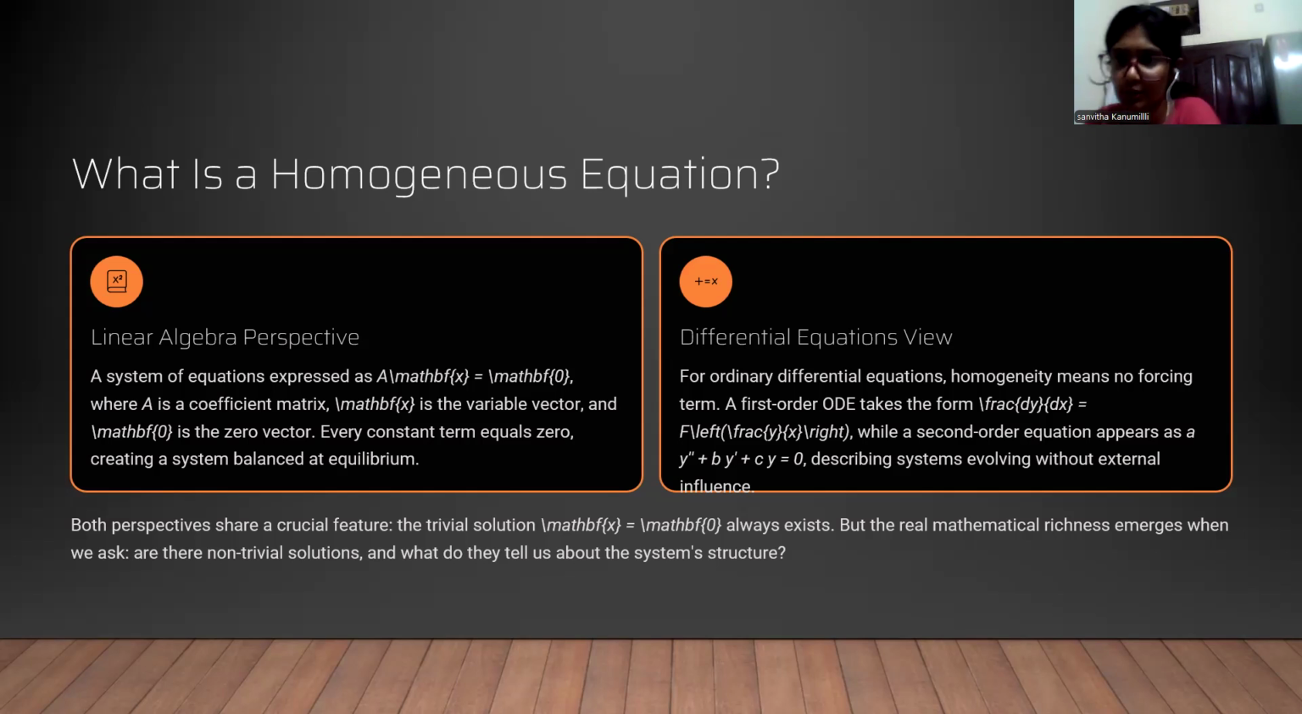And coming to the differential equations view, for ordinary differential equations, homogeneity means no forcing term. A first order ODE takes the form dy by dx, while the second order equation appears as ay double dash plus by dash plus cy equals 0. So describing systems evolving without external influence. So both perspectives share a crucial feature: a trivial solution always exists, but real mathematical richness emerges when we ask, are there non-trivial solutions and what do they tell us about the system structure?